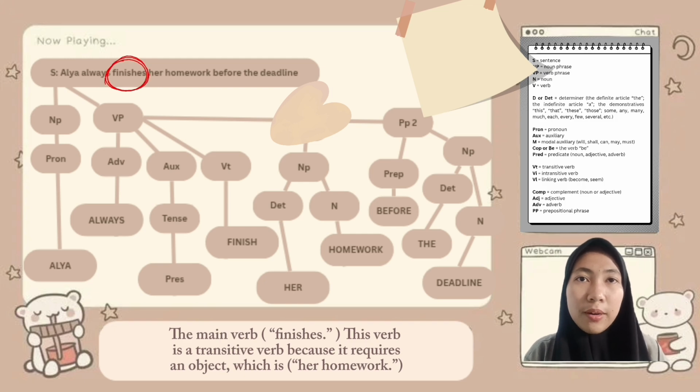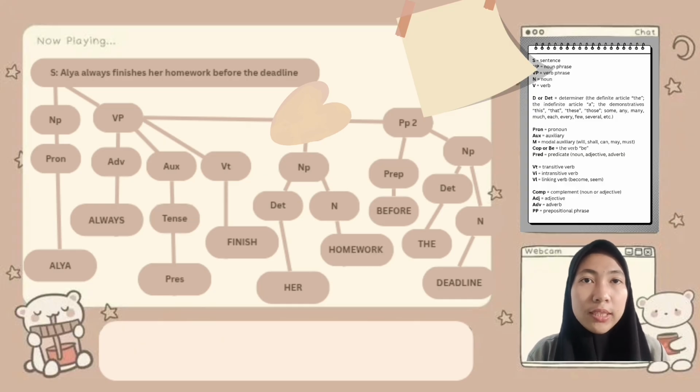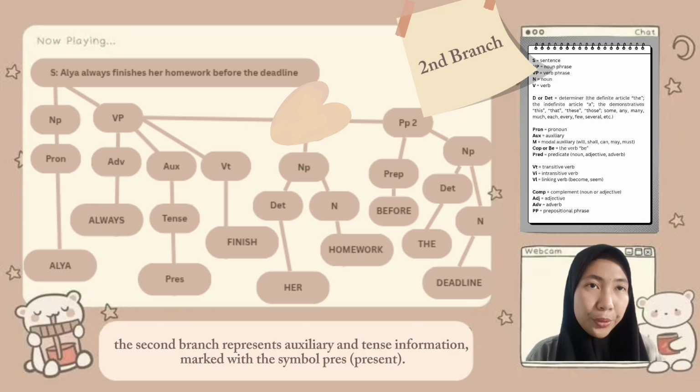The verb is a transitive verb because it requires an object, which is her homework. However, in a syntax tree, the verb is written in the base form, which is finish, not finishes. The information about present tense is placed in the auxiliary branch tense. Therefore, the second branch represents auxiliary and tense information marked with the symbol pres or present.